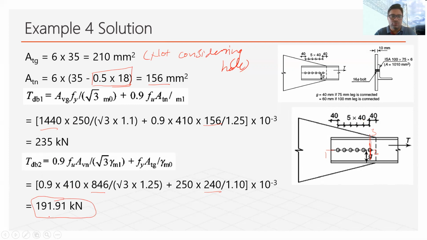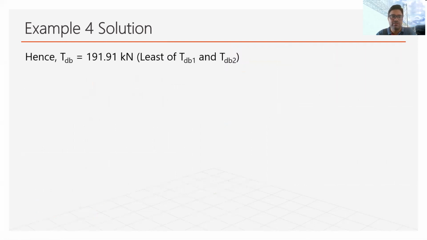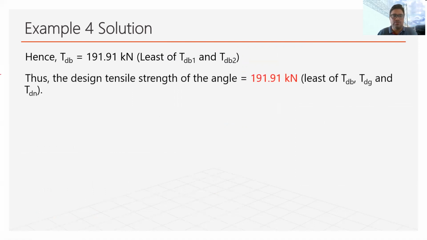So again the block shear strength will be 191.91, and also the strength of plate in this case will be 191.91, because yes, the design tensile strength of the angle will be 191. So again, the TDB value is 191, TDG value is 229, and TDN value was 212. So it was around 212. So again, the least value is governed by the block shear.